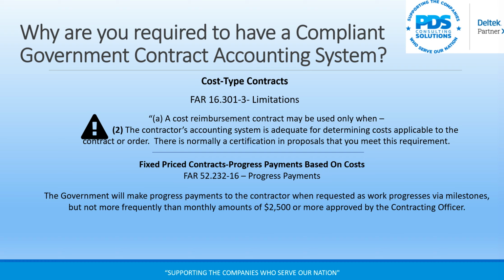In addition to cost-type contracts, there are some requirements under fixed-type contracts. Fixed price contracts that have progress payments also require an adequate accounting system, because you're billing based on milestones and the frequency that's there. The government contractor's accounting office wants to be able to validate that you're able to track to the milestones and bill based on the progression of the contract.